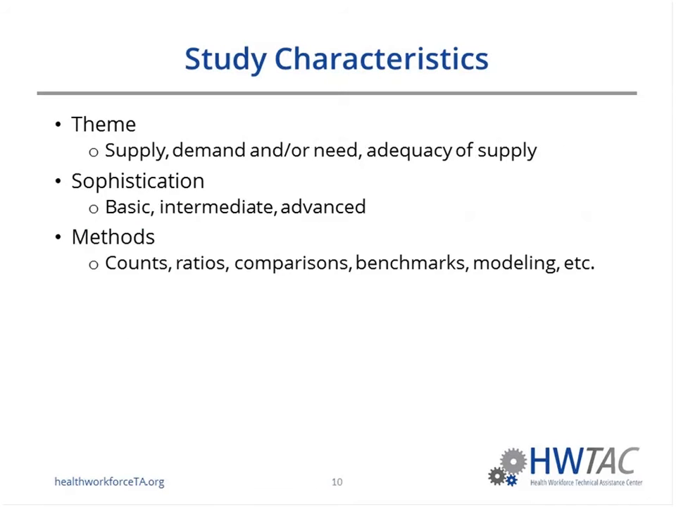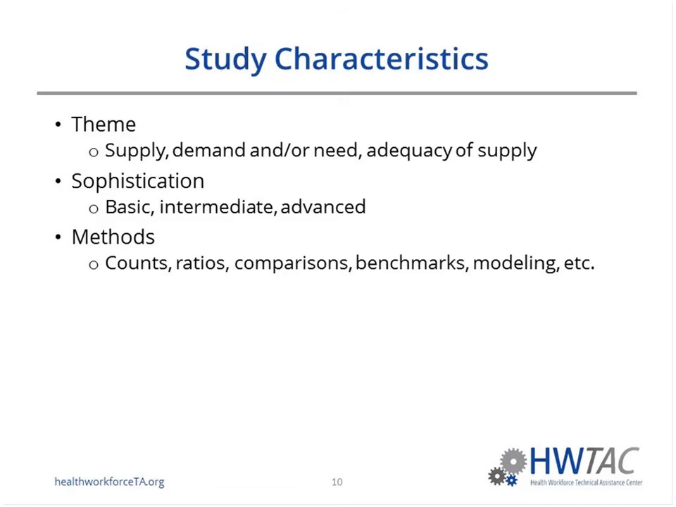Next, we have the study characteristics. And there's three categories or three dimensions to the study characteristics. There's the theme, the sophistication, and the methods. Now, the theme essentially refers to, well, what type of study is this? Is it focusing on the supply of health workers, or perhaps the demand or need for health workers? Or are you looking at the adequacy of the supply? That is, is the supply sufficient to meet the demand or need within a particular geographic area or within a particular setting, such as long-term care facilities?